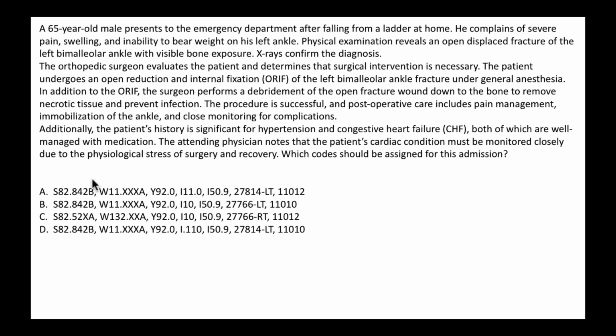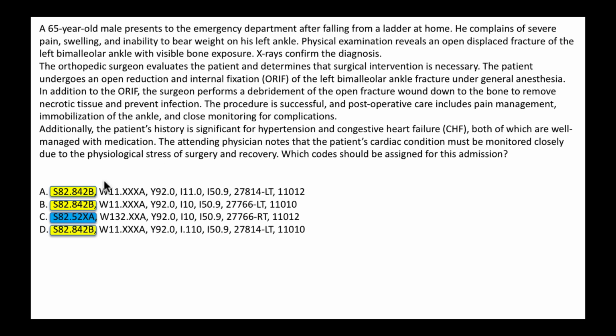With that in mind, skip reading the case for now and direct your attention to the group of codes listed in the first column, A, B, C, and D. A, B, and D have the same code, S82.842B, so they are in the same group. C has a different code, S82.52XA, so it belongs to a separate group.